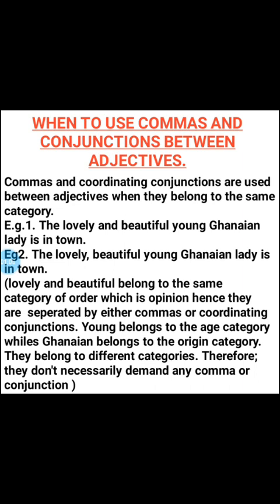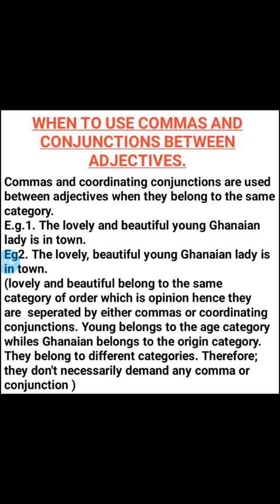So we have two examples of sentences here. We have, the lovely and beautiful young Ghanaian lady is in town. And our second example, we have, the lovely, beautiful young Ghanaian lady is in town. We can clearly see that in our first sentence, there is a conjunction separating lovely and beautiful. That is because they belong to the same category, which is opinion. In our second sentence, we have a comma separating lovely and beautiful because they belong to the same category, opinion.